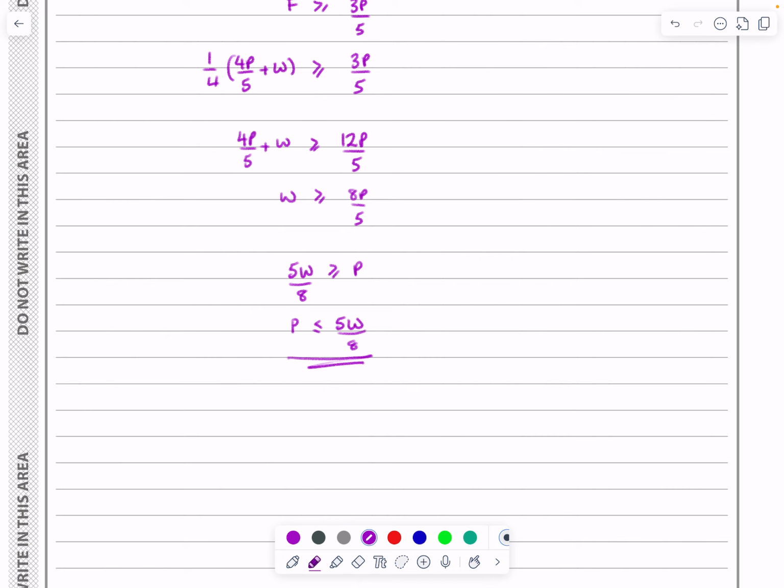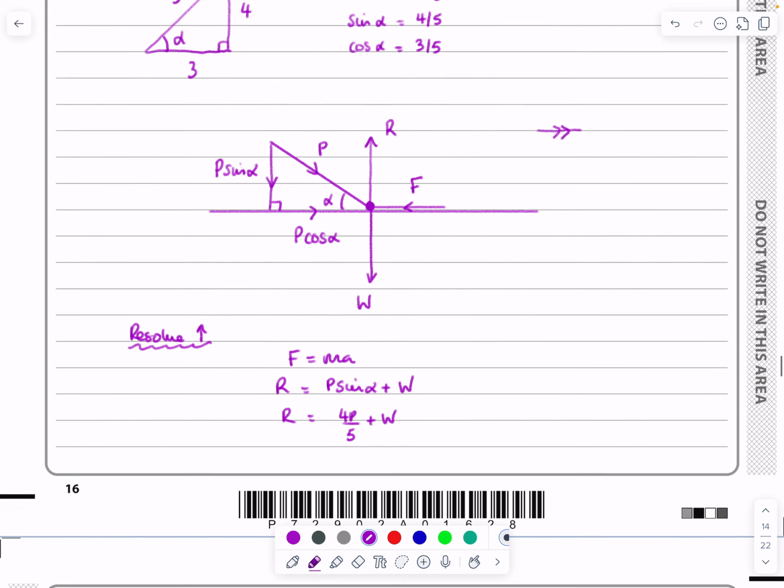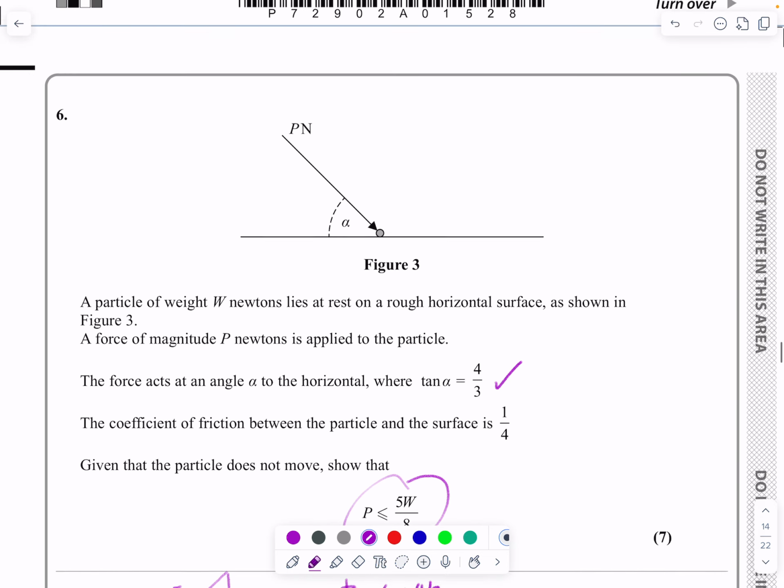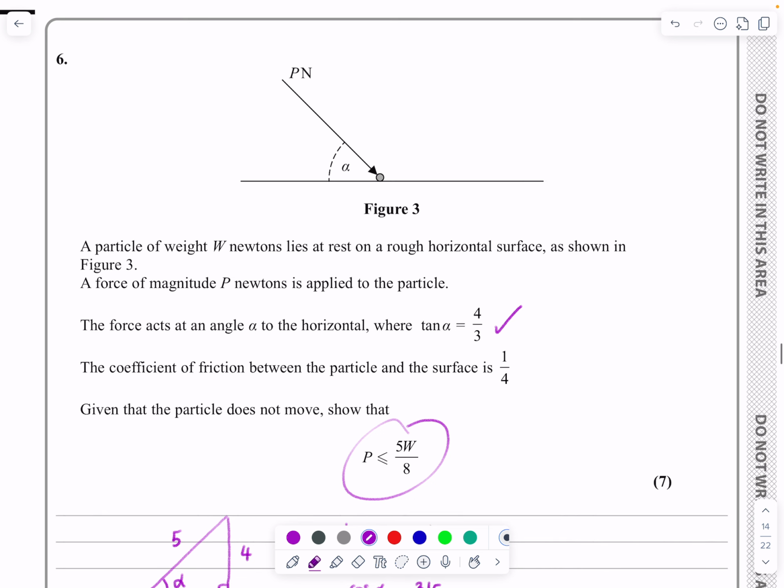And that was what we were asked to do in the question. So relatively straightforward question, just going through all the various different processes, and that should really have been straightforward for you. Hopefully that all makes sense.